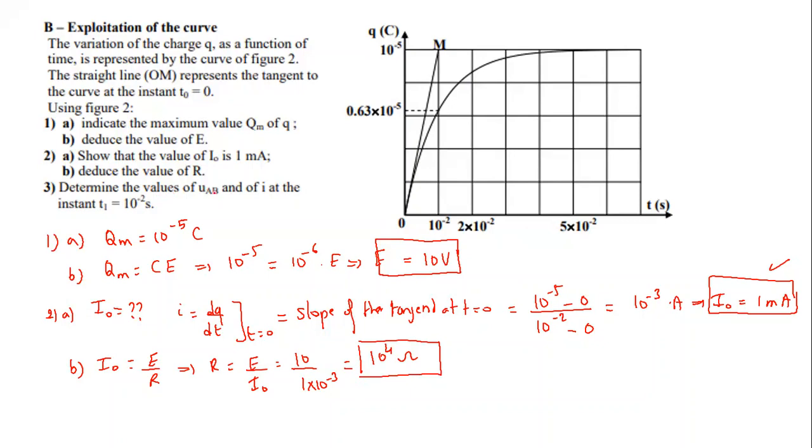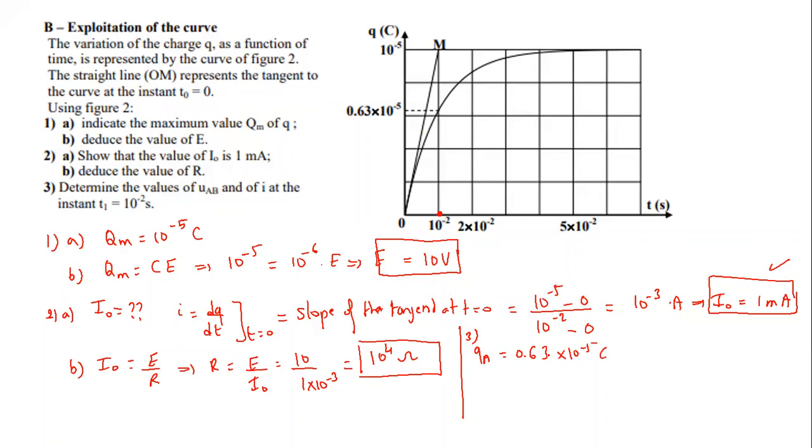Determine the values of UAB and of I at the instant T1 equals 10 to the power minus 2. So in order to find UAB, which is U of the capacitor, at T1 equals 10 to the power minus 2 second, we have graphically QA. So we'll start with the Q. We have graphically QA at this instant. So at this instant here, Q is equal to 0.63 times 10 to the power minus 5 coulomb.